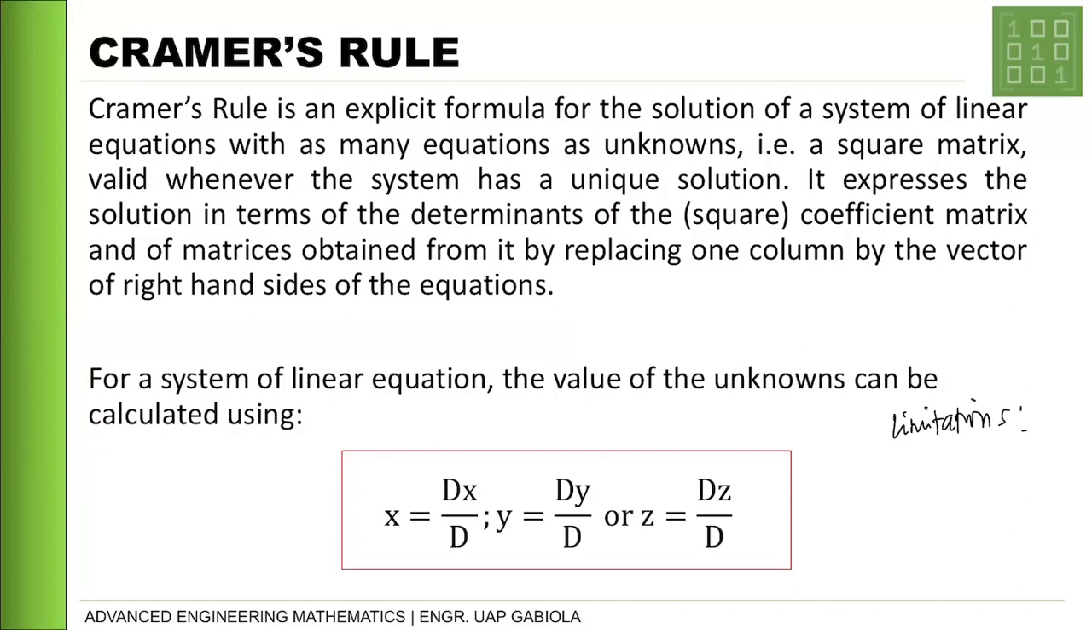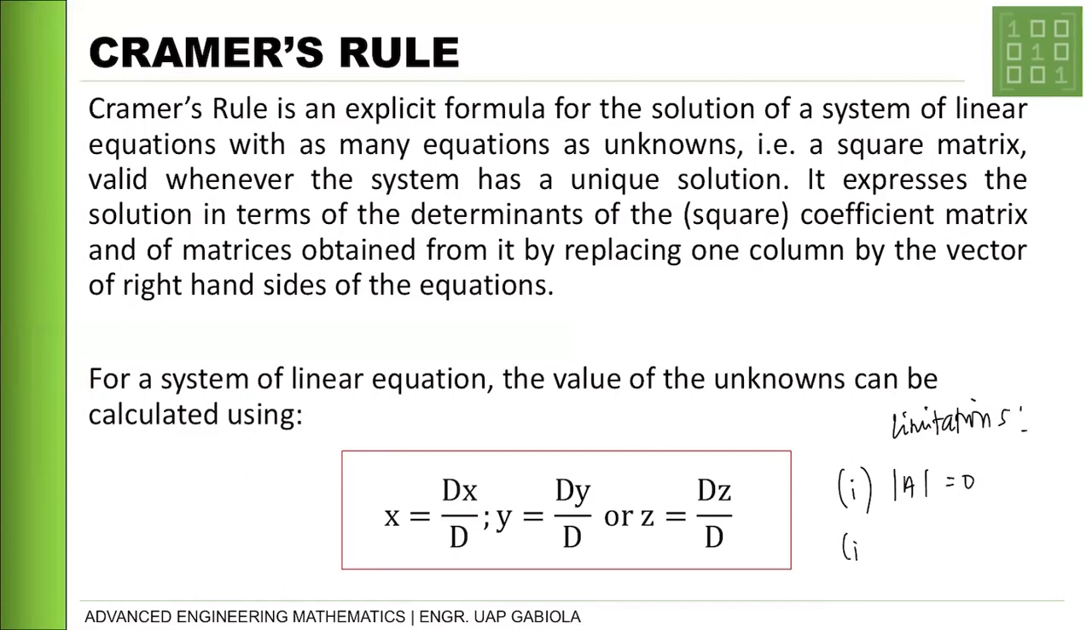Itong formula niya, makikita nyo, determinant ibig sabihin nito. Okay? So, naka-divide siya sa determinant. So, ibig sabihin, kapag nakita natin ang determinant ng matrix A is equals to 0, hindi natin pwedeng gamitin si Cramer's rule. Okay? Kapag yung determinant equals to 0, hindi pwede si Cramer's rule.